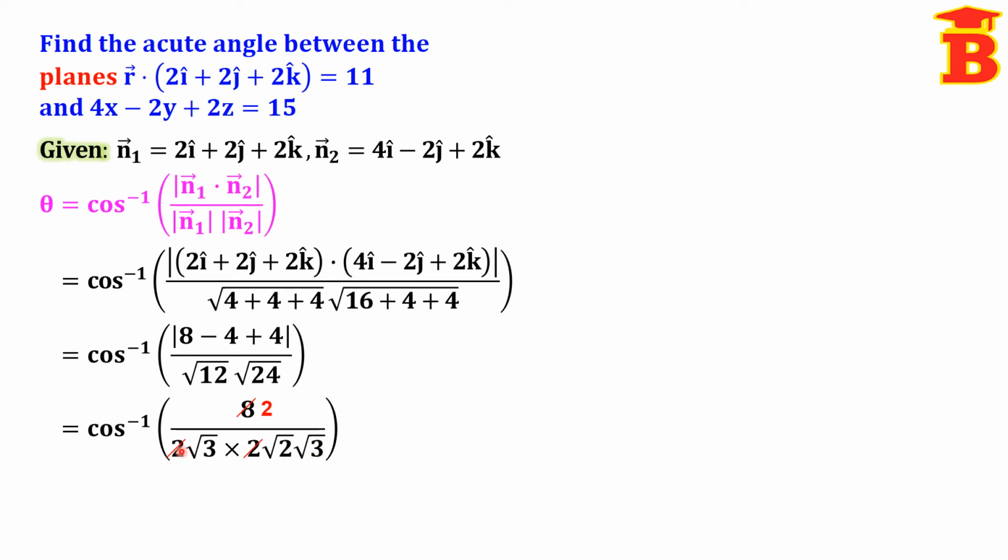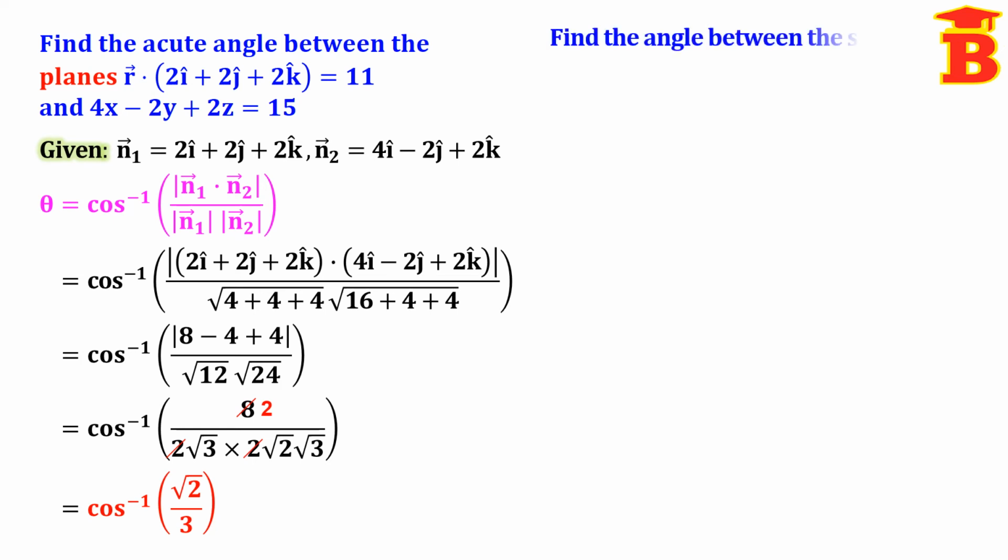Here this 2 into 2 is 4, which cancels with the 8 two times. Again that 2 and root 2 can be cancelled and we get root 2. And in this denominator, root 3 into root 3 is 3. And this is the answer. Because we cannot find the angle, there is no table value for this number. So we stop with this.